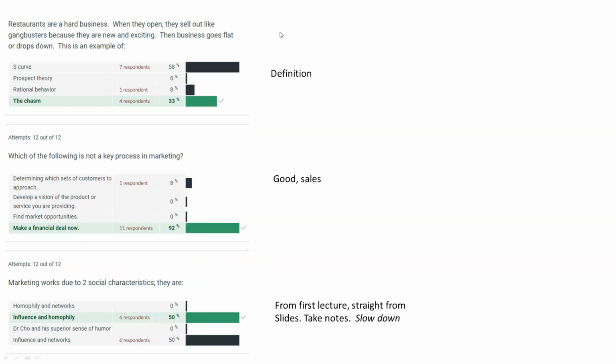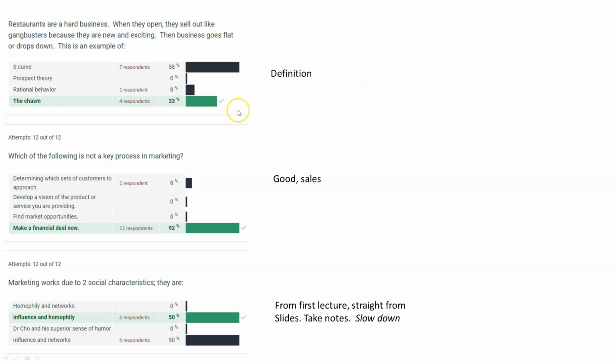So the key thing here is to look at what are the keywords. This is another question where you need to be careful in how you read it. Restaurants are a hard business. When they open, they sell out like gangbusters because they are new and exciting. If you're selling out like gangbusters, do you start slowly or are you rocketing up right away? You're rocketing up right away, and then your business goes flat or it drops down.